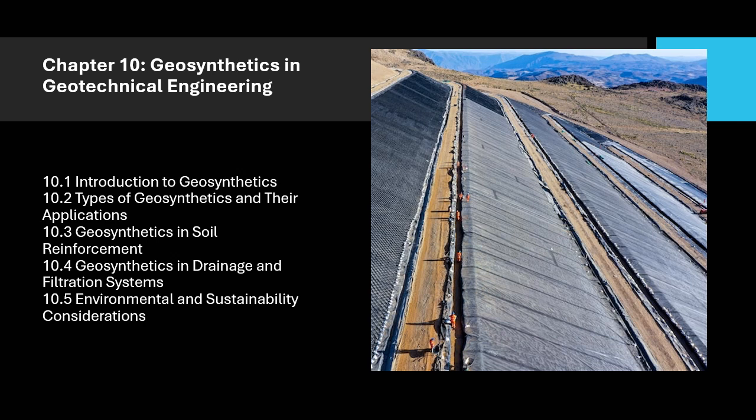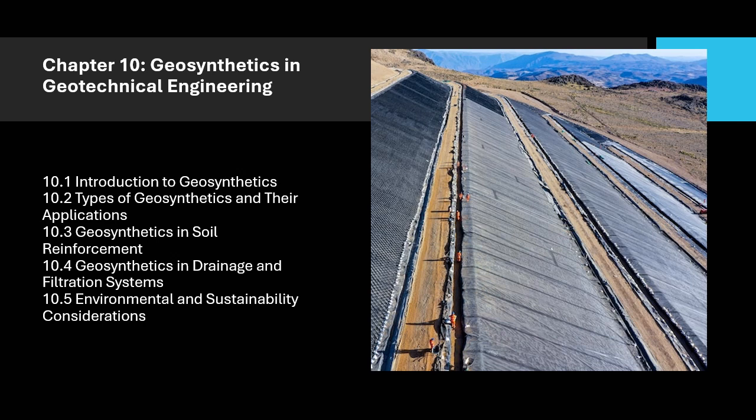2. Reinforcement. Geogrids and geotextiles are used to reinforce weak or unstable soils, improving their bearing capacity and resistance to deformation. This is beneficial in projects like embankments, slopes, and retaining walls where additional strength is required.